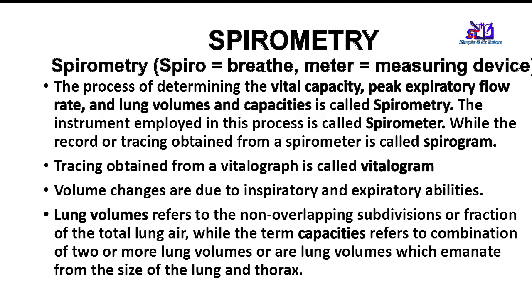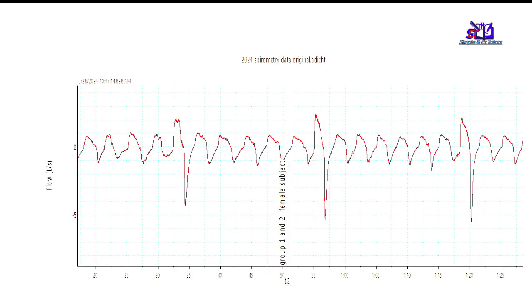Lung volumes refer to the non-overlapping subdivisions or fractions of the total lung air, while the lung capacities refer to the combination of two or more lung volumes, which emanate from the size of the lungs and thorax.